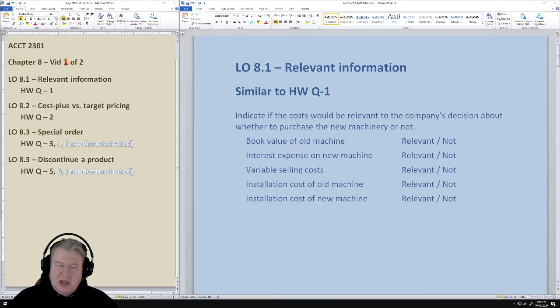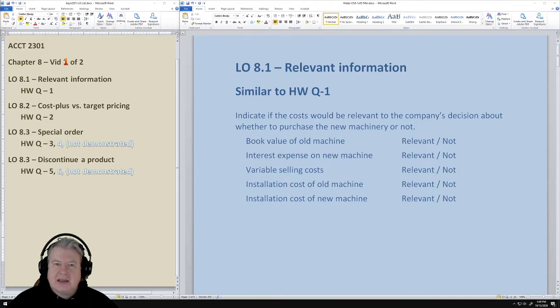Before we get into the special cases, we're going to go over 2 of them today, a special order and whether or not to discontinue a product, but we need a couple of vocabulary items or ways of looking at things. The first one is the idea of relevant information. We talked about relevant information a very long time ago in the first couple of chapters, but we're going to bring it back up today.